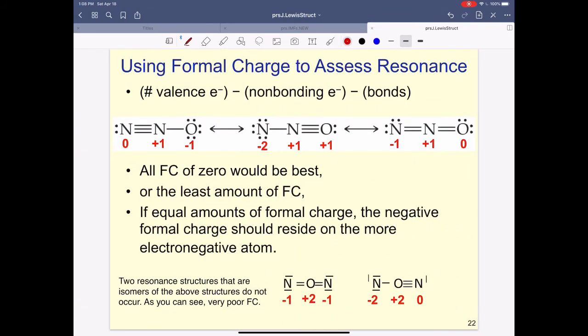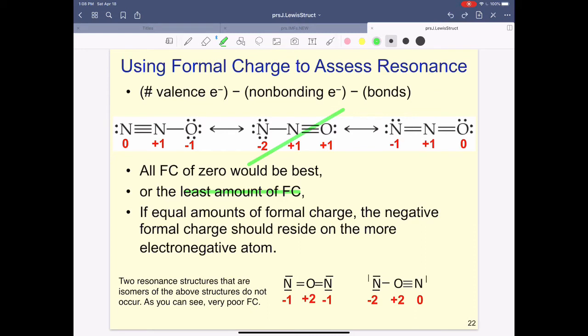So you can see, if we look at the formal charge, here's the one with the -2 and the +1. And so we end up with a -1 and a +1 in the left hand and the right hand structures. Well, formal charge values of 0 would be best, but we don't have that. If that's not an option, then the least amount of formal charge would be best. That makes this structure not as contributing to the overall. And so how do we decide between this one and this one?